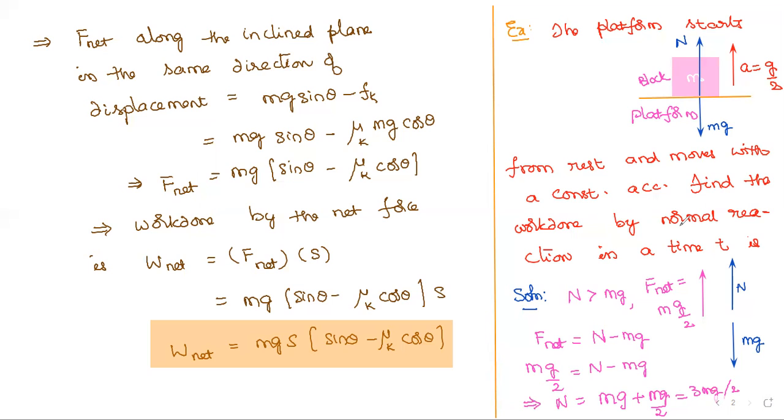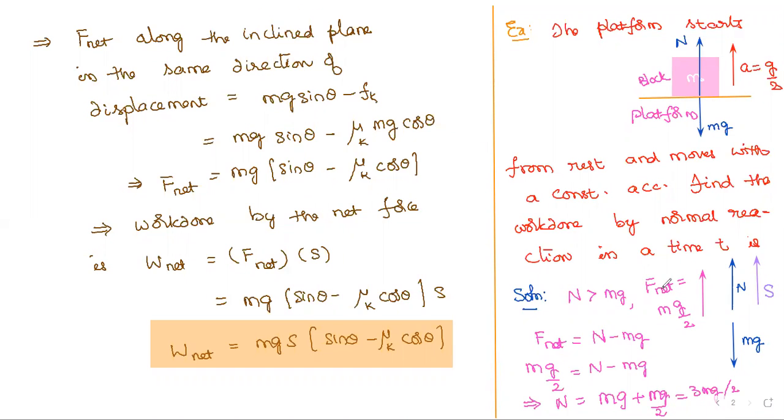So he is asking to find the work done by the normal reaction in a time t. The normal reaction is upwards, and the platform is going up, so surely the displacement will be in the upward direction. That's why I draw here the direction of displacement.